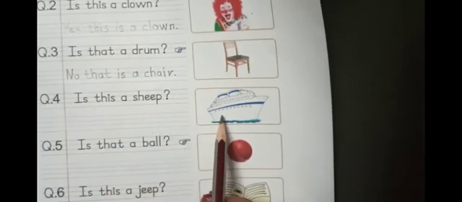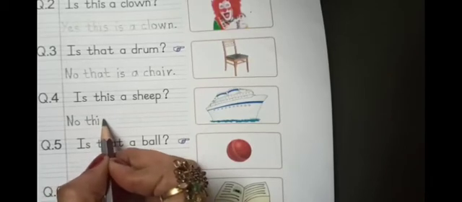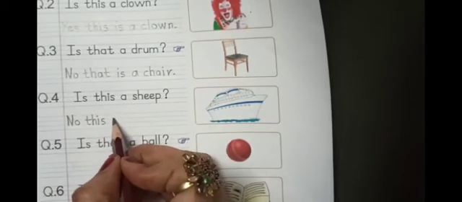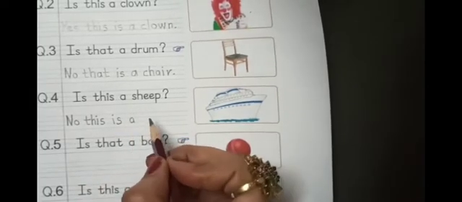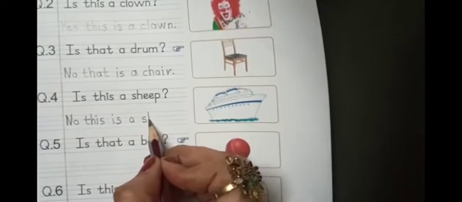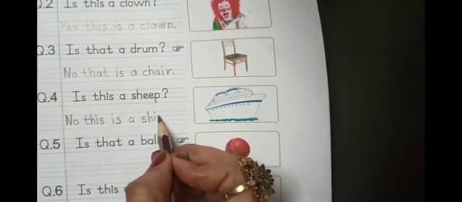Is this a sheep? No, this is a ship. Capital N, O, no. T, H, I, S, this. I, S, is, a, S, H, I, P, ship. No, this is a ship.